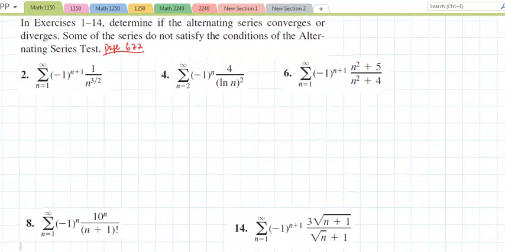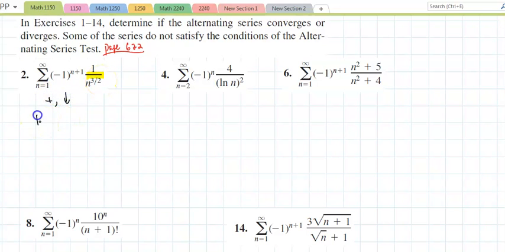So I'm looking at problems 1 through 14. It says determine if the series converge or diverge using the alternating series test. Some of these series do not satisfy the conditions of the alternating series test. I look at the first series. I notice that this is positive. I could say decreasing because n only appears in the denominator, and if I take the limit as n approaches infinity of 1 over n to the 3/2, I get 0. Therefore, this series converges by the alternating series test.